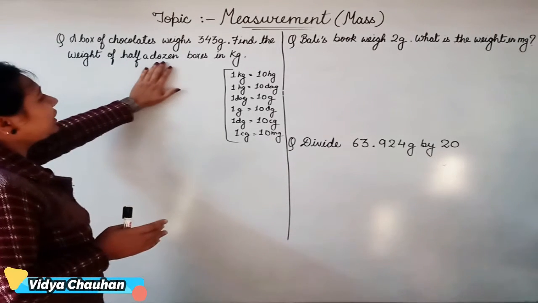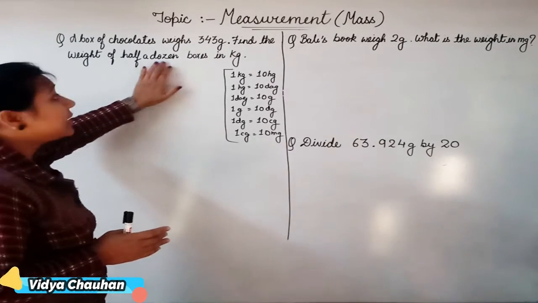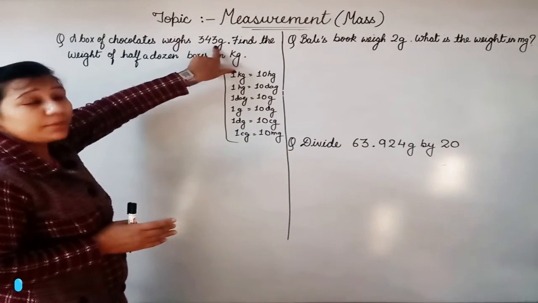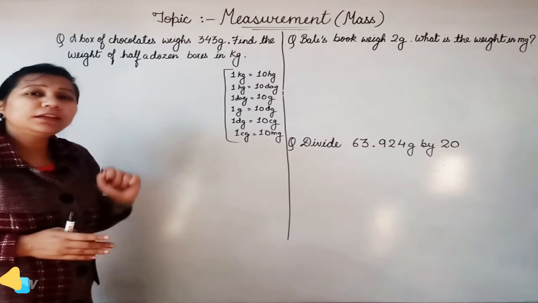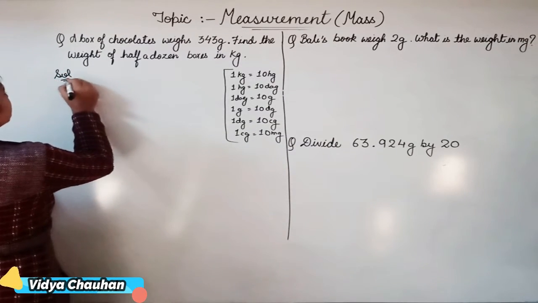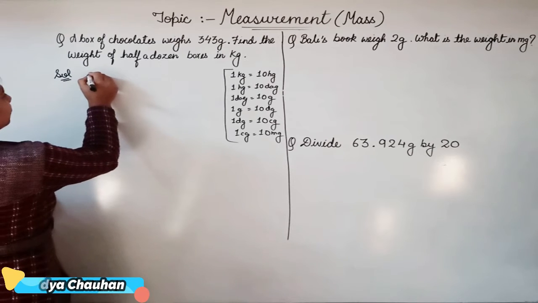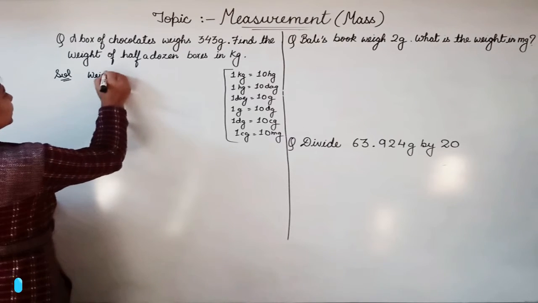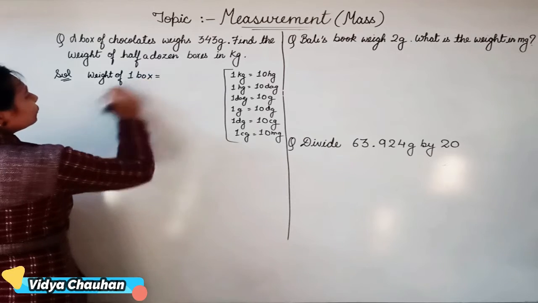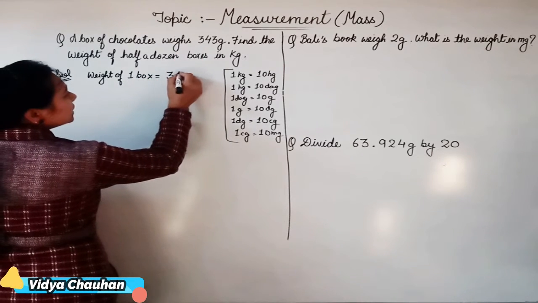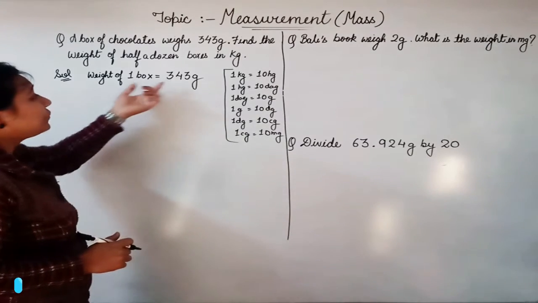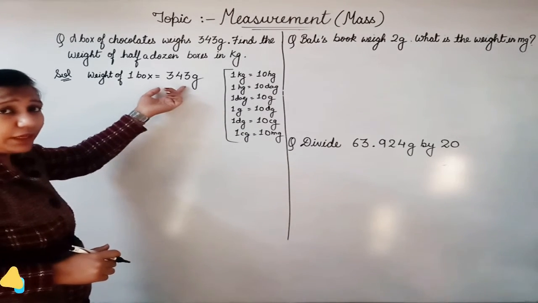So we have to find the weight of 6 boxes of chocolates in kilogram. The weight is given to us in gram. We have to find the weight in kilograms. So very first, the first statement here will be weight of one box. What is the weight of one box? The weight of one box is 343 grams. This is the weight of one chocolate box, 343 grams.